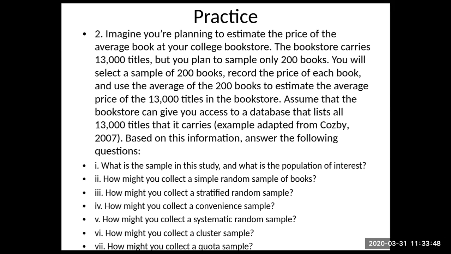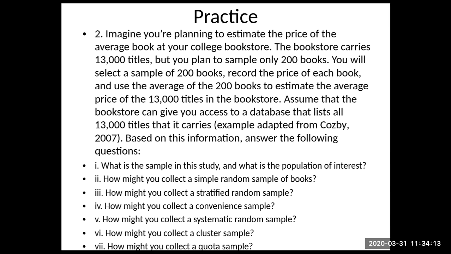Imagine you're planning to estimate the price of the average book at your college bookstore. And don't look at the new books. It might be a little expensive. The bookstore carries 13,000 titles, but you plan to only sample 200 of those books. So you're selecting a sample of 200 books, recording the price of each book, and using that average of the 200 books to estimate the average price of the 13,000 titles in the bookstore.